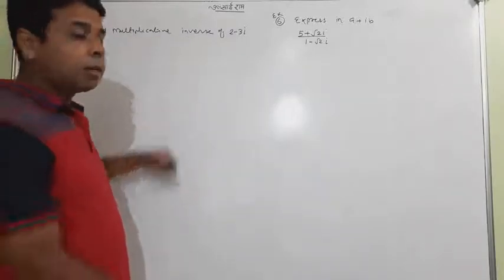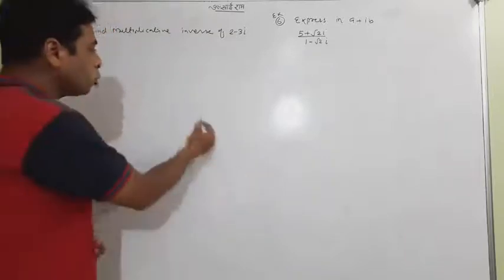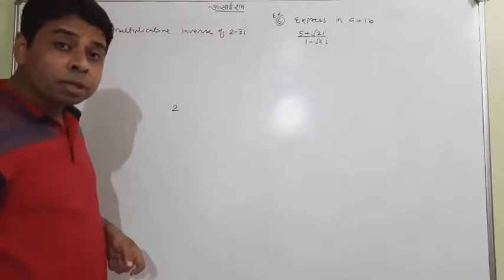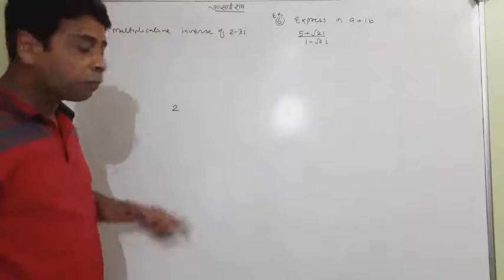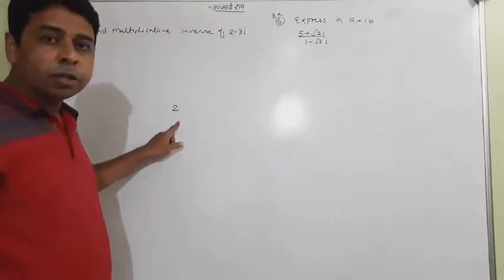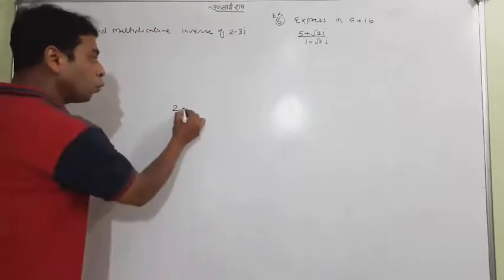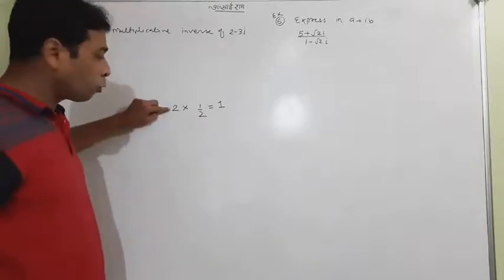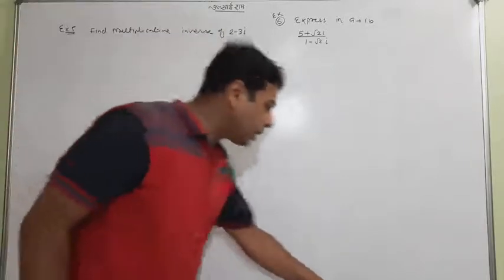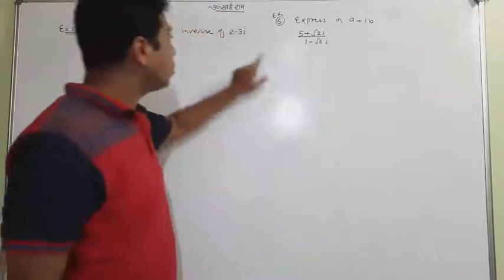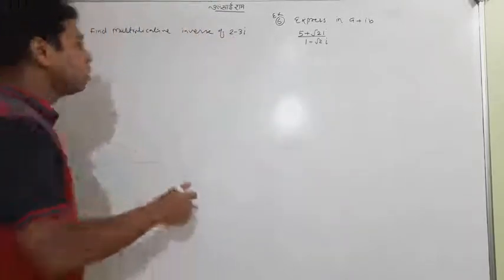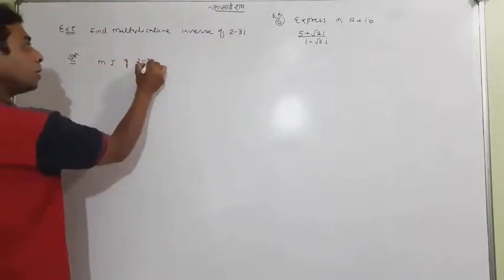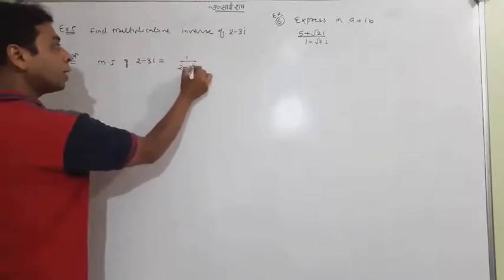It's a very simple thing. I just want to give you one simple idea. Suppose you have a number 2. What is the multiplicative inverse of 2? Such a number whose multiplication with 2 is 1. So what number will you choose to get 1? That's simple, 1 by 2, meaning the reciprocal of 2. So if you want to find the multiplicative inverse of 2 minus 3i, it means its reciprocal. So I write here that the multiplicative inverse of 2 minus 3i is 1 upon 2 minus 3i.